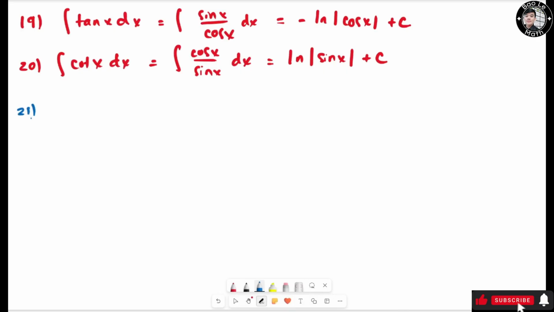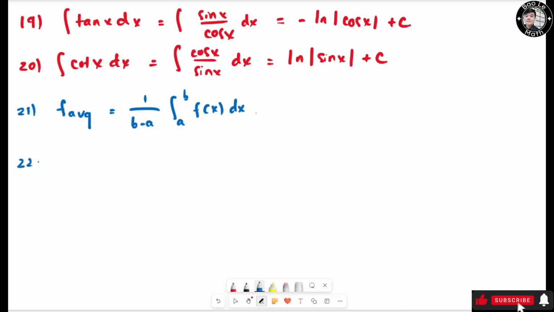Number 21. We're going to talk about the average value of the function. It's going to be 1 over b minus a, the integral from a to b of f of s ds, right?